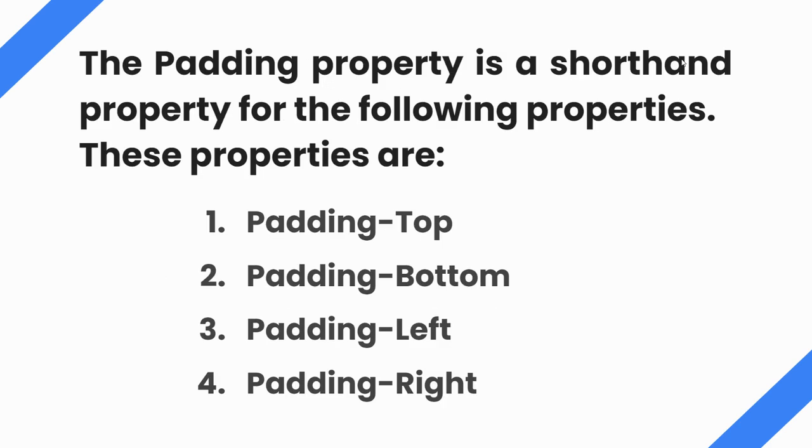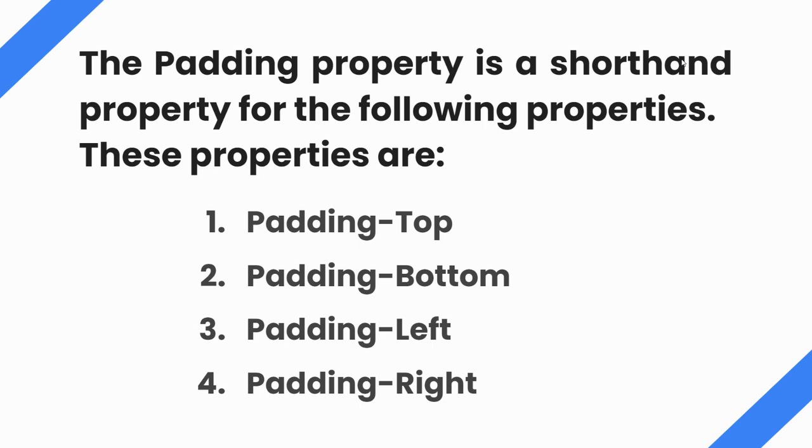So the padding property is a shorthand property for the following properties. And these properties are the padding top, the padding bottom, the padding left, and the padding right. We didn't really go over this when we treated the box model, because we were focusing only on the main properties within the box model as a whole. But now you can see that the padding property is a shorthand for each of these properties.